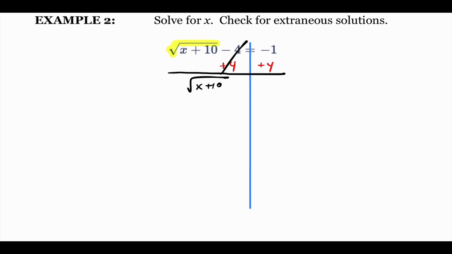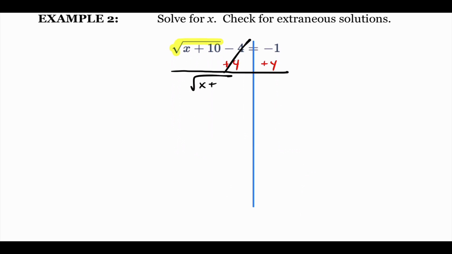So I write what I have. I still have a root, and it's got x plus 10 inside of it. Is there anything else on the left side, anything in front or after? No, it's by itself. That's step 1. Step 2, get rid of the root. How did we get rid of the root earlier? Squaring it. That's what we're going to do.